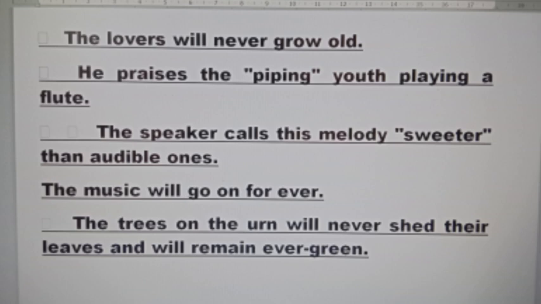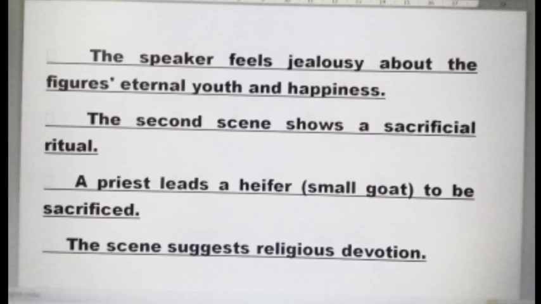Then the poet praises the piping youth playing a flute. The speaker calls this melody sweeter than audible ones. The music will go on forever. The trees on the urn will never shed their leaves and will remain evergreen. The speaker feels jealousy about the figures' eternal youth and happiness.